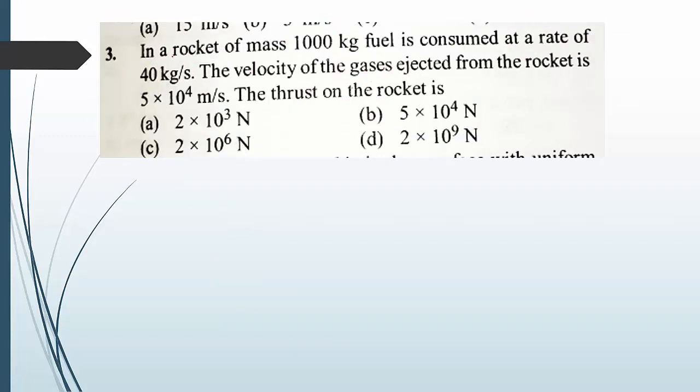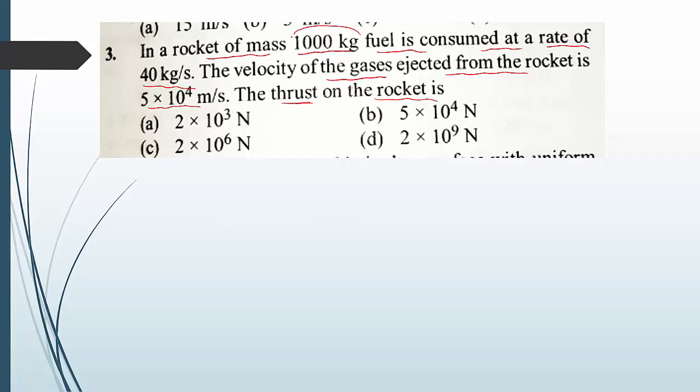Third question. In a rocket of mass 1000 kg, fuel is consumed at a rate of 40 kg per second. The velocity of the gases ejected from the rocket is 5 into 10 raised to 4 meter per second. The thrust on the rocket is, thrust means again it is equivalent to force. So we have to calculate thrust on the rocket.